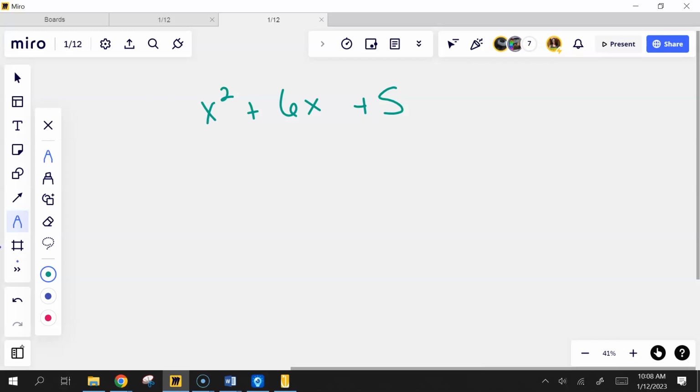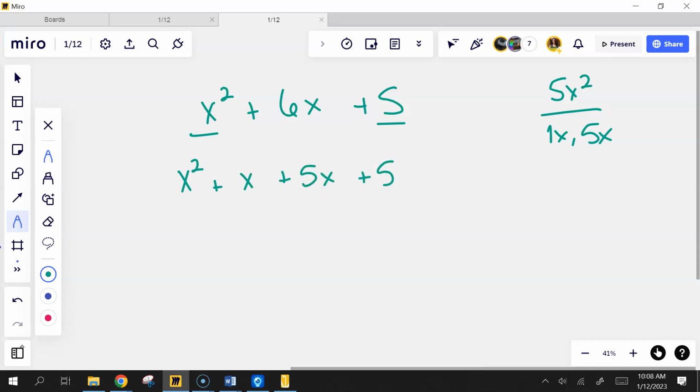Multiply first and last together. What multiplies to 5x squared but adds to 6x? 1x and 5x. Where'd you get 5x squared? Multiply first. These two, that's exactly right. All right, rewrite that middle term. Instead of 6x, I'm going to write it as 1x plus 5x. So I have x squared plus 1x plus 5x plus 5.